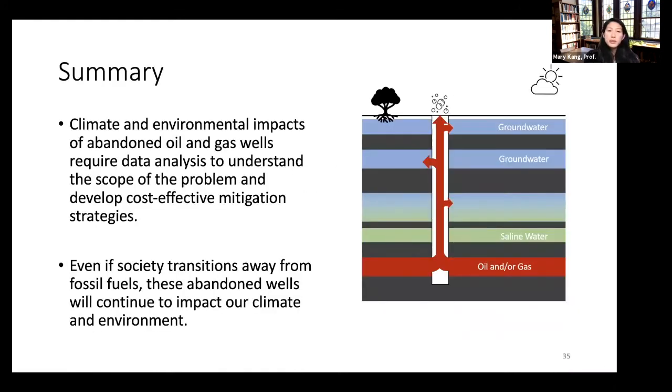So to sum up, climate and environmental impacts of abandoned oil and gas wells require data analysis to understand the scope of the problem and develop cost-effective mitigation strategies. Even if society transitions away from fossil fuels and all active production stops, these abandoned wells will continue to impact our climate and environment.